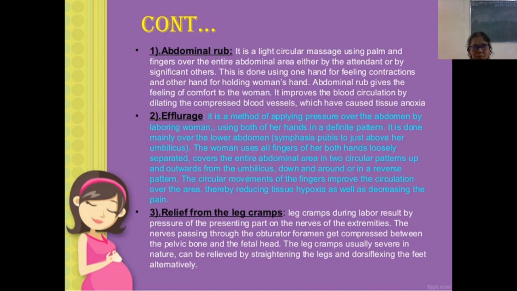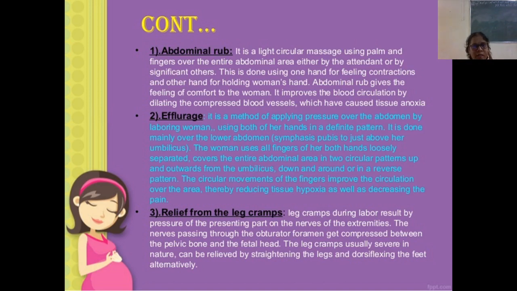Next, abdominal rub. It is a light circular massage using palm and fingers over the entire abdominal area, either by the attendant or the significant others. This is done using one hand for feeling contractions and the other hand for holding the woman's hand. Abdominal rub gives the feeling of comfort to the woman. It improves the blood circulation by dilating the compressed blood vessels which have caused tissue anoxia.